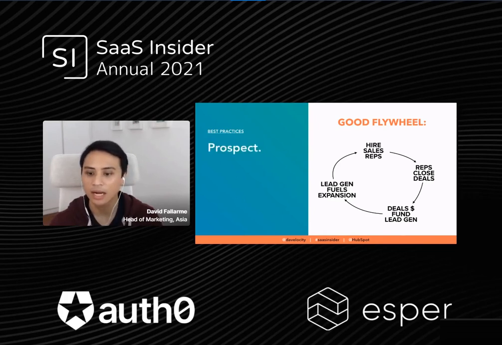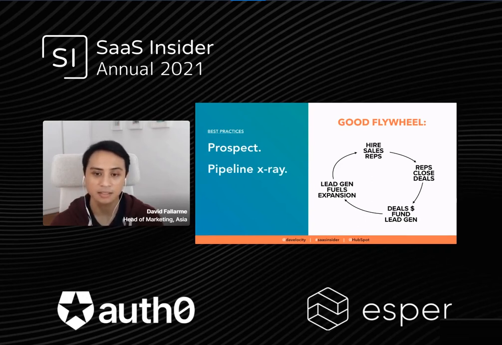A few best practices I want to highlight here, the parts where people usually trip up when building a sales flywheel. First is prospecting. So now if you've identified that this is something that you need to focus on in your company, you need to get really good at prospecting. What that means is finding who the target audience is and getting in touch with them, and then booking meetings with them, right?